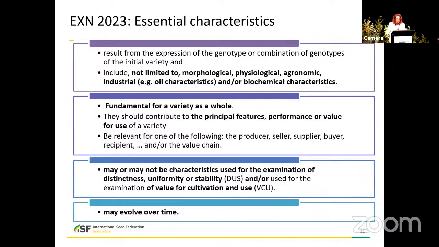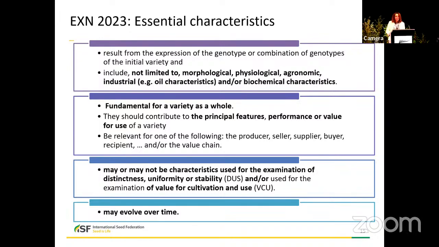It should also be included and not limited to morphological or physiological phenotypes, as it used to be in the previous explanatory notes. As you know, the UPOV approach is basically morphological, physiological. But then other phenotypes were included, for example biochemical characteristics as well. The last element is that these essential characteristics may or may not be used for examination in DUS testing of this mutation. So it's a bit larger. And then importantly, it may evolve over time.